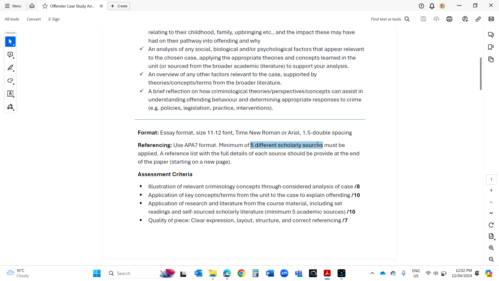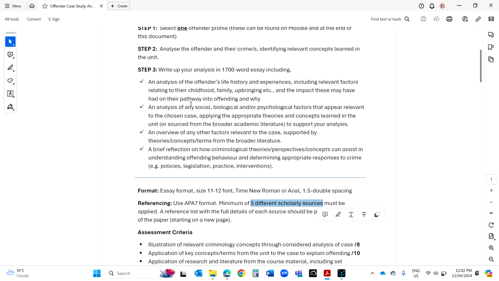5 different scholarly sources, which should not be hard when we look at these different elements here. So theory 1, the childhood elements, you might have 2 sources. When you get into the social elements, you might have another 2. If there's any psych elements, there's another 2 there. We're already at 6 sources.